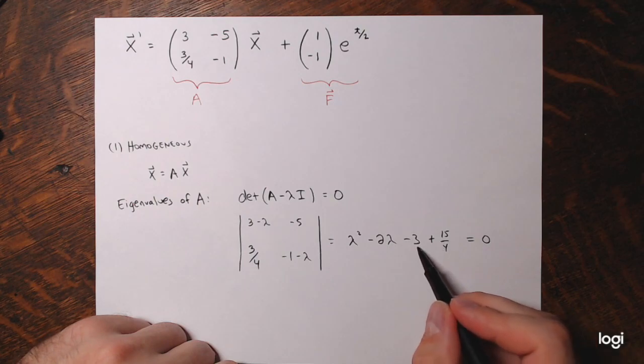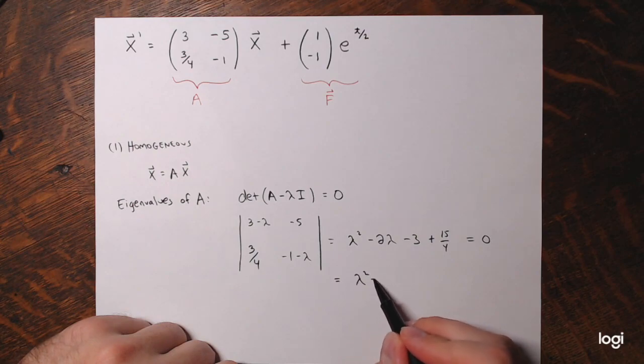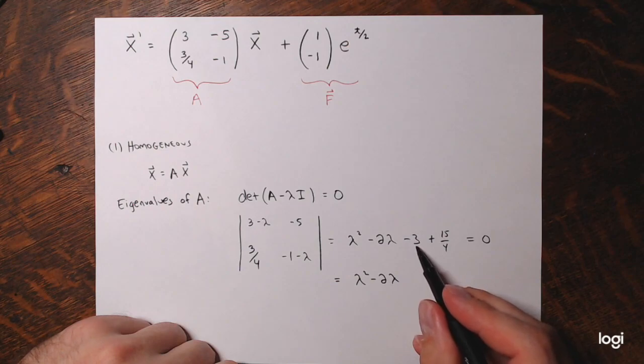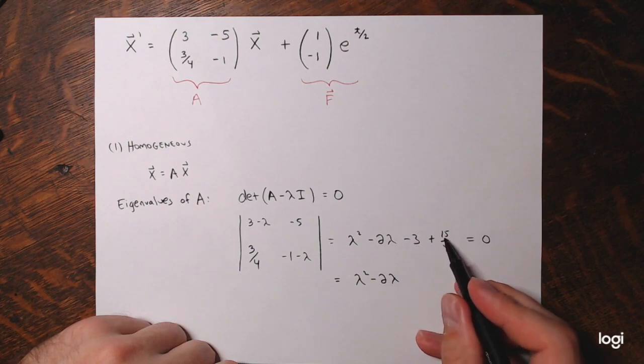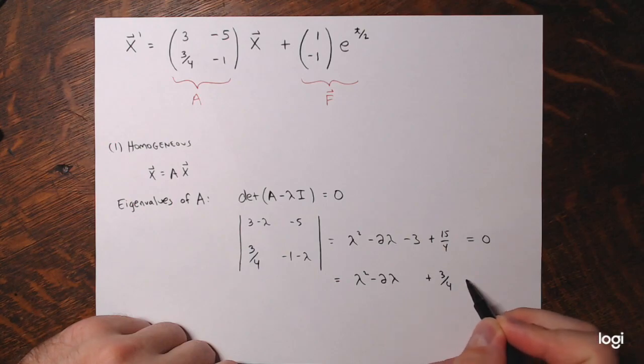That'd be -12/4 plus 15/4. That's plus 3/4. Right, so this is lambda squared minus 2 lambda. Then this is again -12/4 plus 15/4. That'd be plus 3/4. Equals 0, and I'm going to solve this by completing the square.